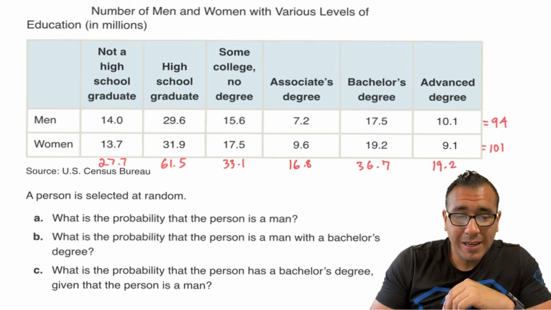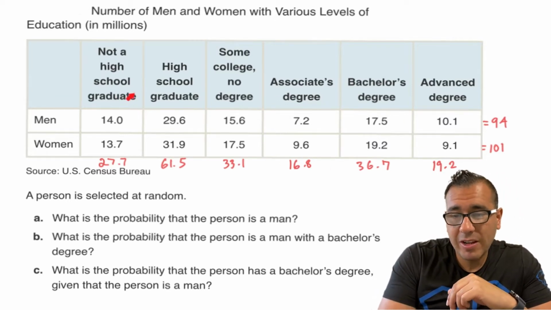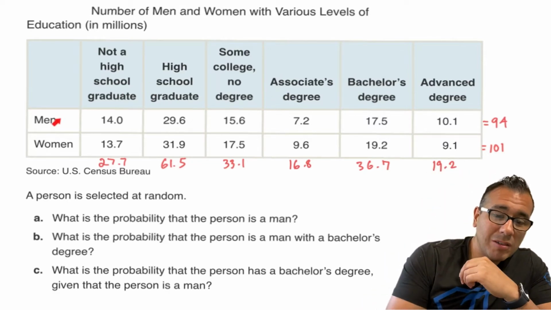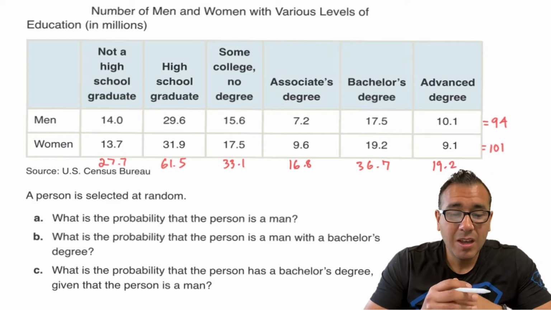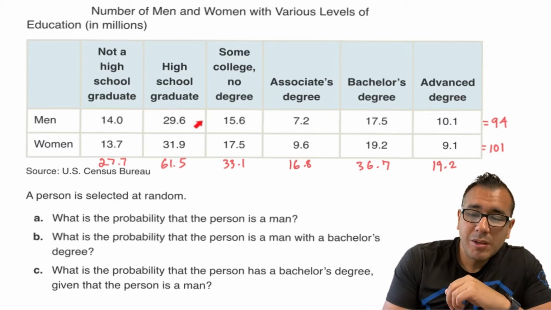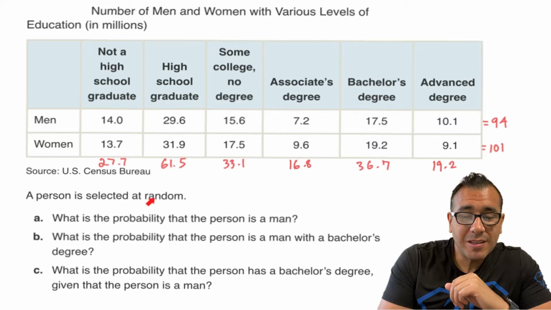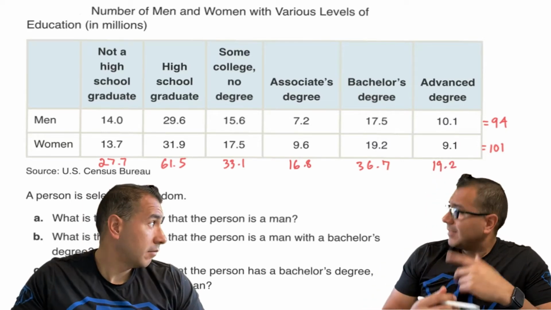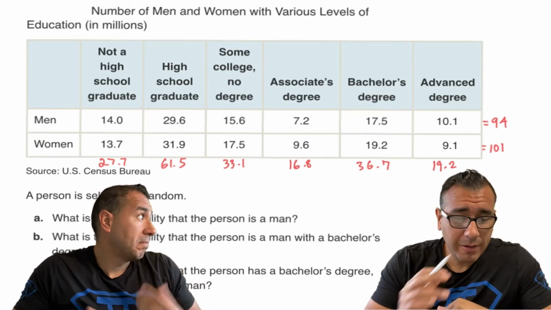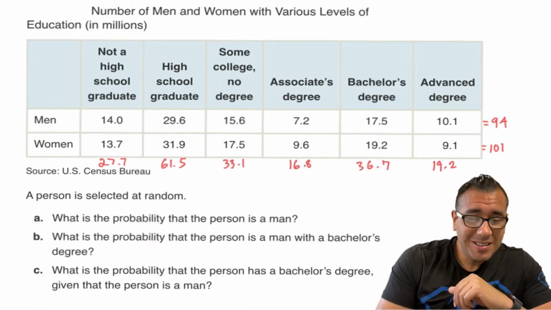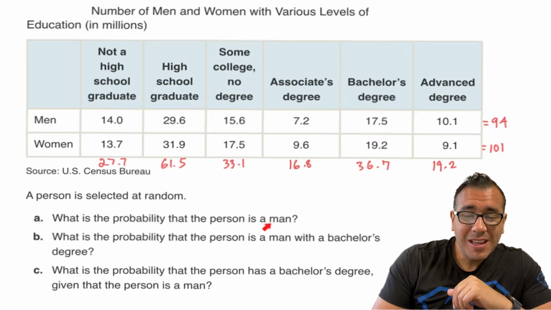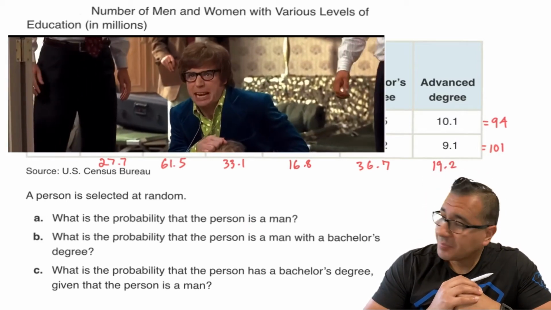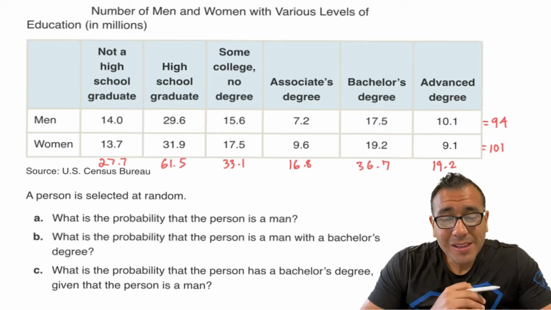We're looking at certain degrees, or how far a person went along with their degree, and also whether they were a man or a woman. Remember, these numbers are in millions. Let's say we select a person at random. We're going to look at the probability that this person is a man.